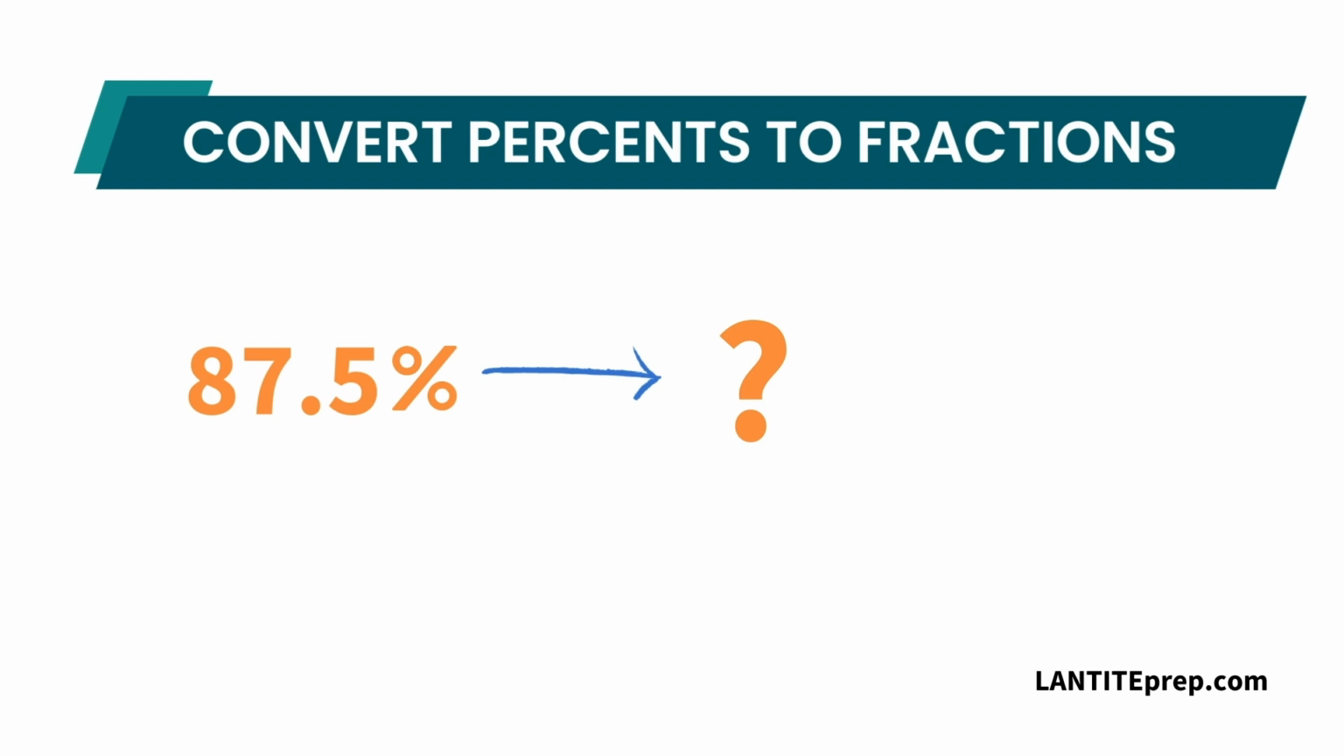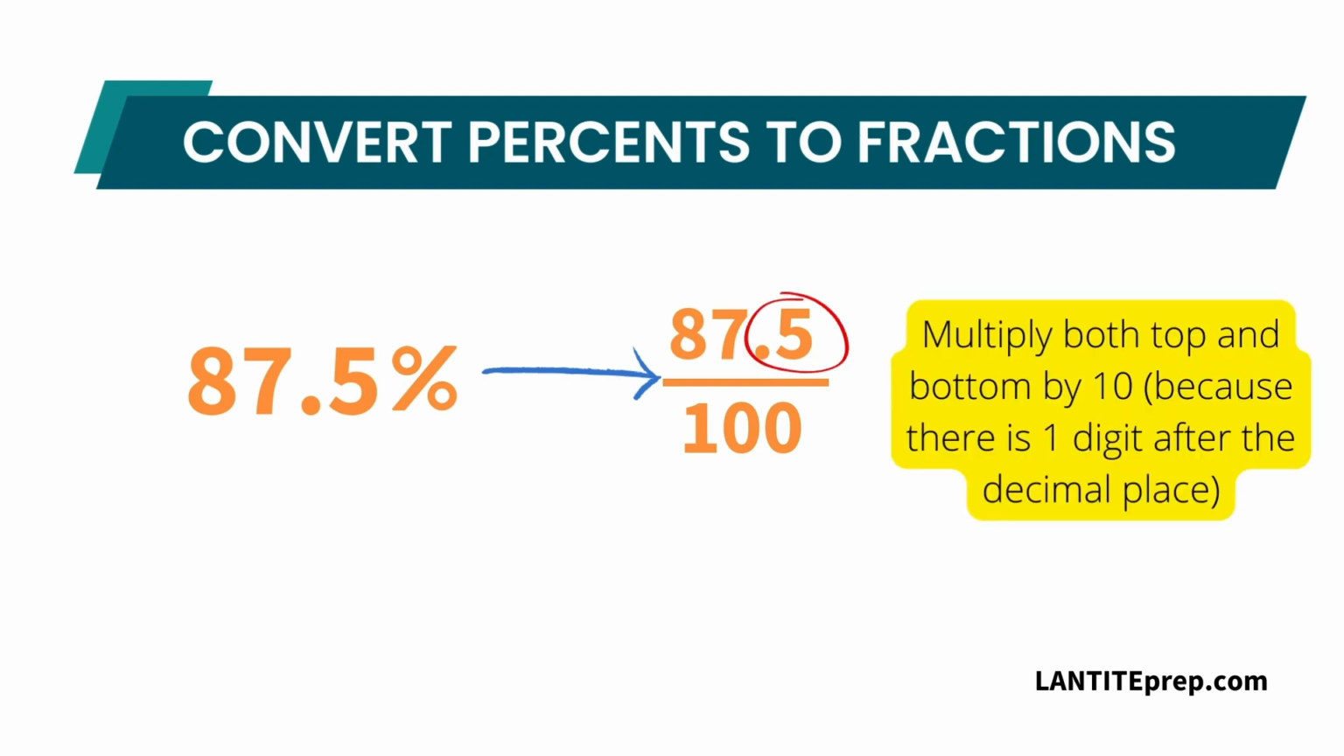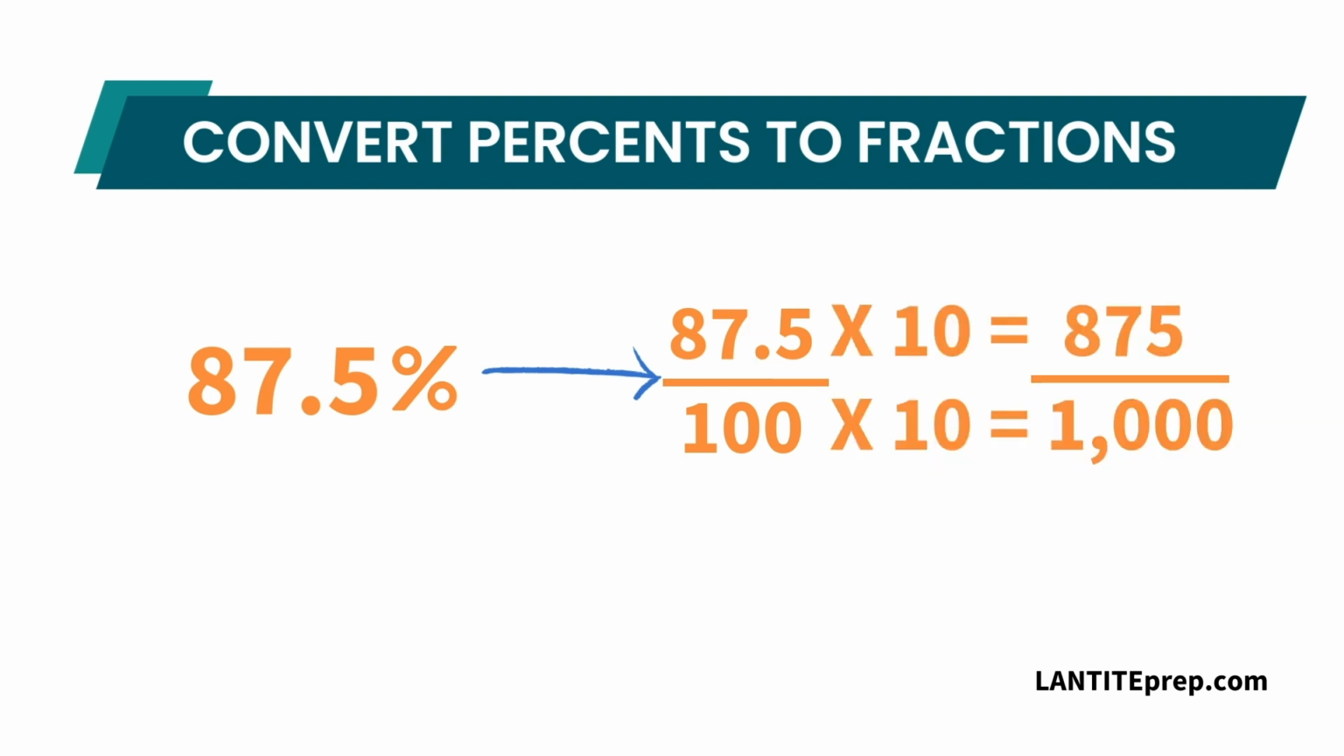Great. So we're going to start by writing our number, 87.5 over 100. Then we want to multiply both top and bottom by 10 because there is one digit after the decimal place. Great. So let's multiply the top and bottom by 10. And notice how this makes the top number much easier to work with.